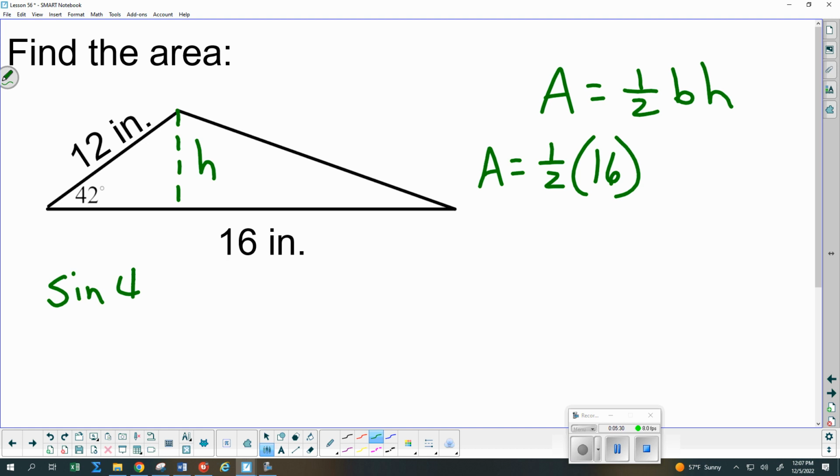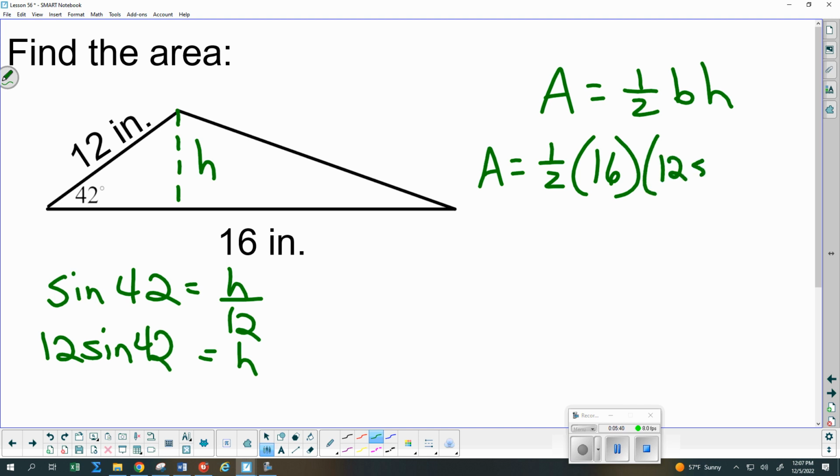So if the sine of 42 is h over 12, that means h is 12 sine 42. So I can put the 12 sine 42 right here. And now you guys are going to help me punch that in on the calculators. You may punch it in exactly like that. You may do some mental math if you prefer.